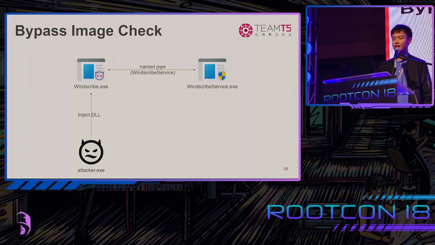To bypass the executable signature check, you can simply start your own instance of Windscribe.exe, then inject a DLL into it, and have this DLL establish a NamedPipe connection to WindscribeService. This is why I automate this behavior with the tool I developed earlier. Manually writing and injecting a DLL for every exploit test would be time-consuming.